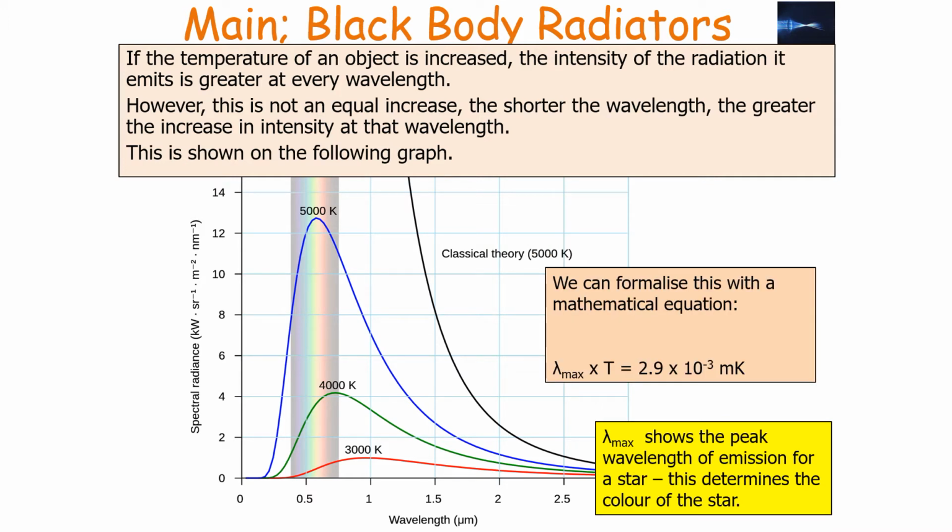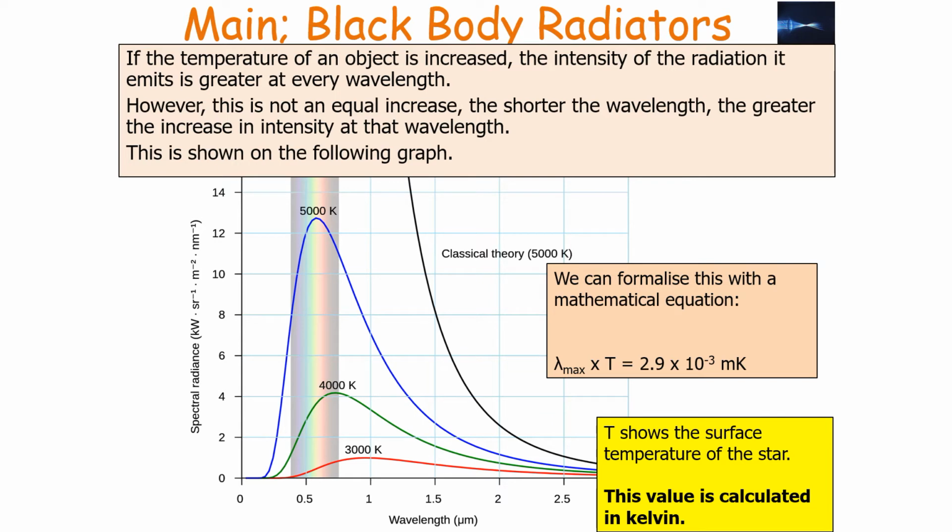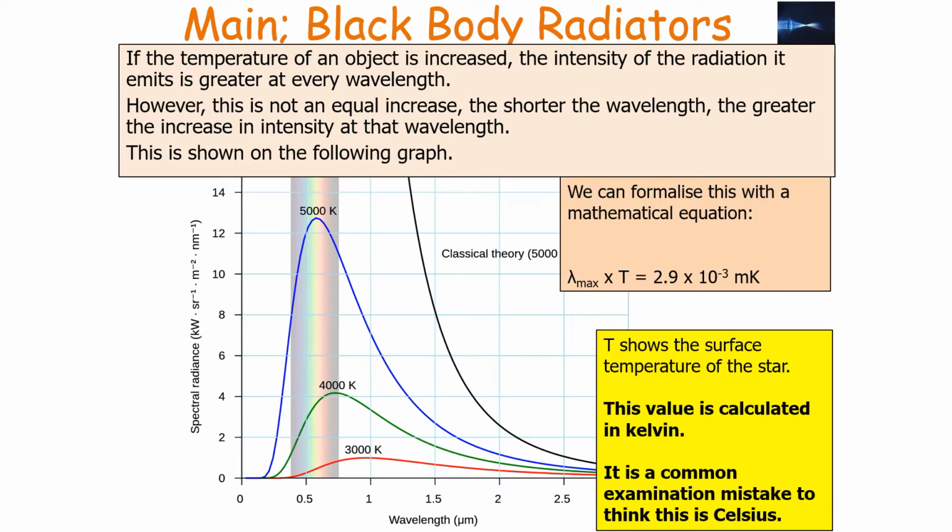Lambda max shows the peak wavelength of emission for a star. It determines the colour of the star. Now T shows the surface temperature of the star measured in Kelvin. It's a common examination mistake to think it is in Celsius.